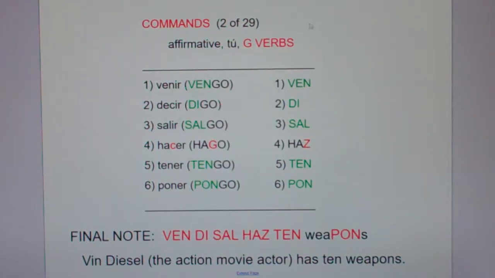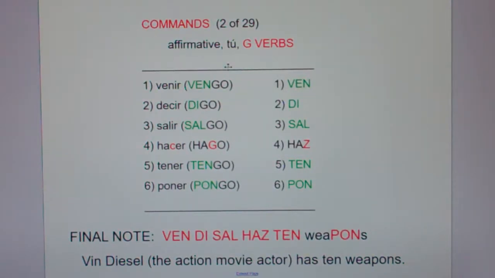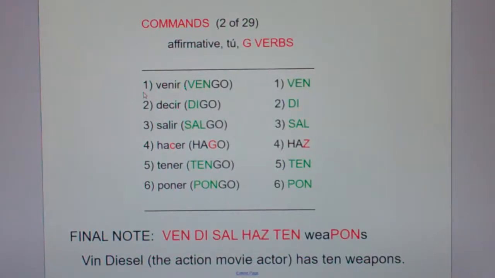This is important. For G verbs and G verbs only, you do not go to the he, she, it form to command one friend to do something. Here's what you do. You go to the yo form and chop off the go. Let me say that again. For these 6 verbs, if you want to command your friend to come or leave or make or put, do not go to the he, she, it form. Rather, go to the yo form in the present tense and chop off the go. But Mr. Holt, that's very strange. Yes, I know.